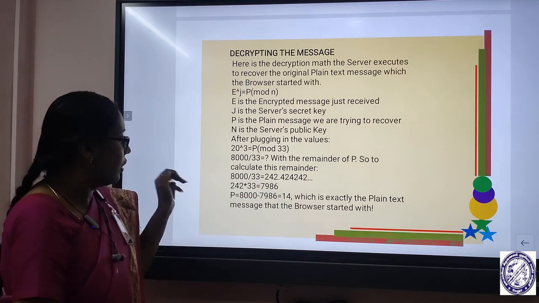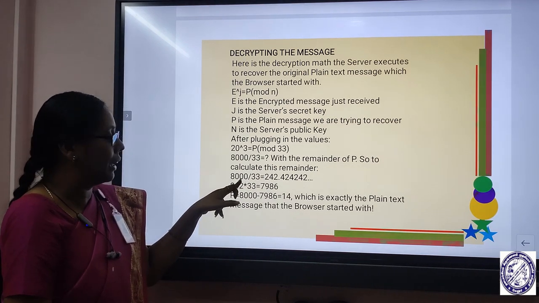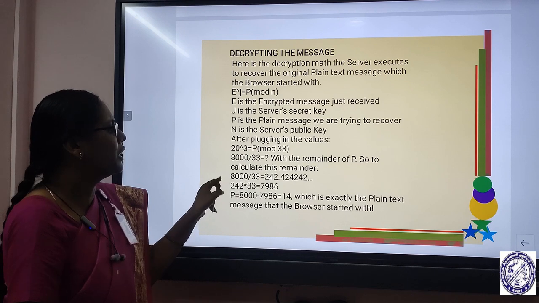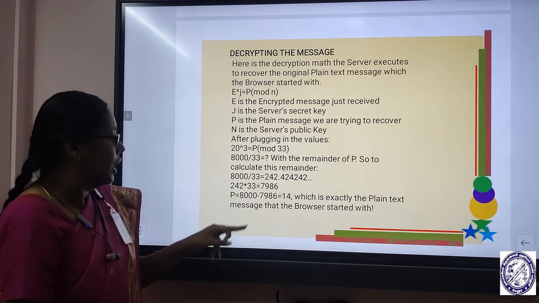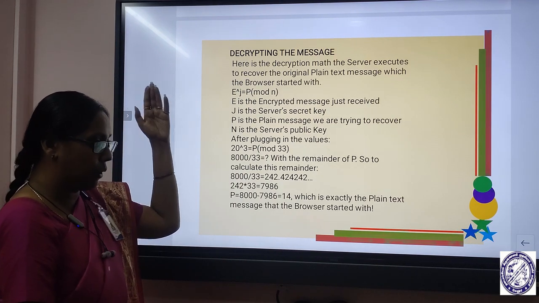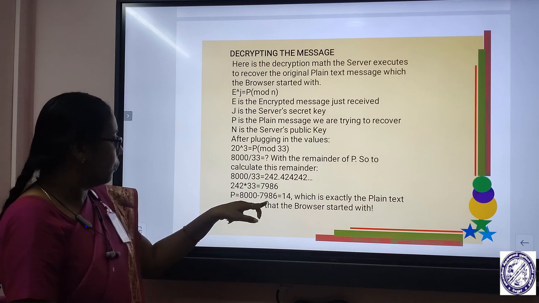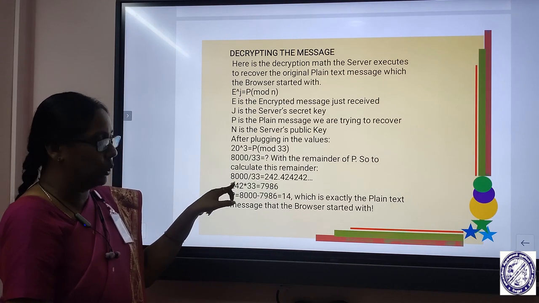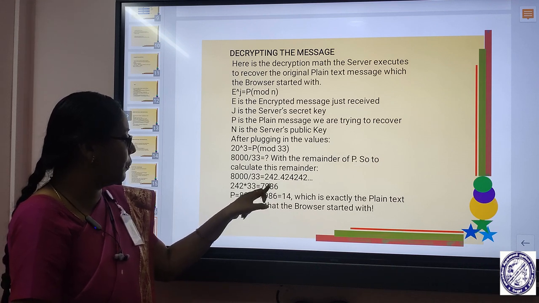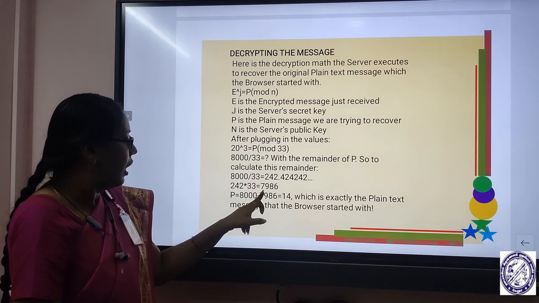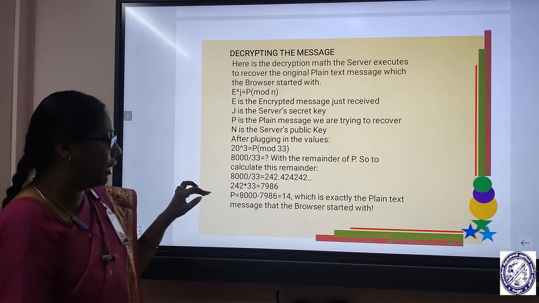242.4242, it goes on. Okay, now we take 242 multiplied by 33. When we multiply both, we get the value 7986. Now we need to subtract. We already saw this in the encryption. So like that we need to decrypt here. We need to subtract from the power value. 8000 minus 7986 equal to 14. So we get the plain text back. Okay. Thank you.